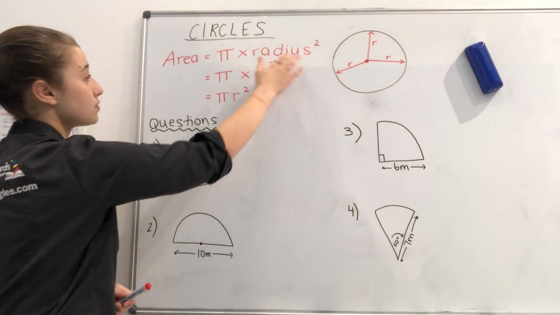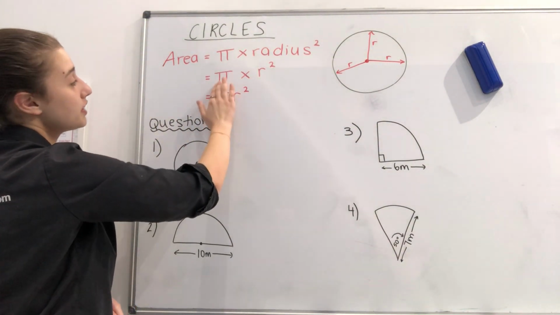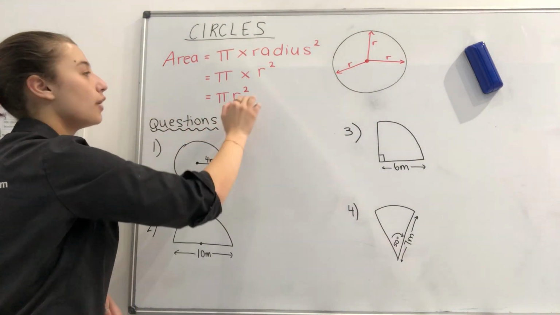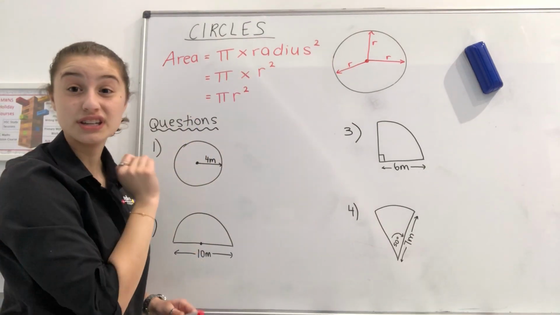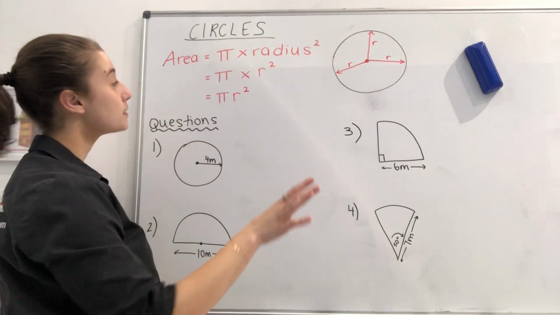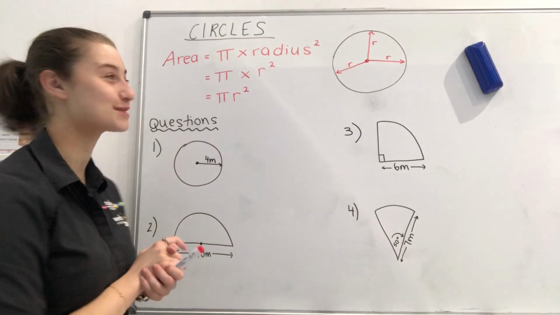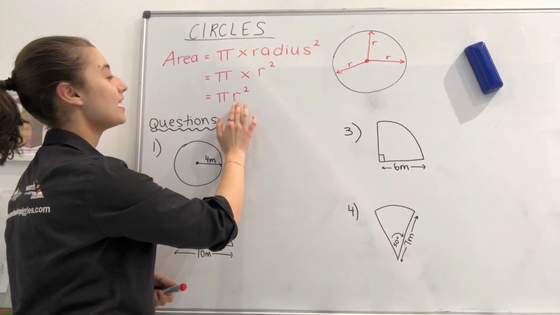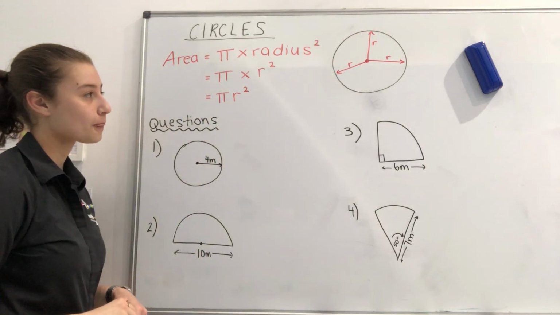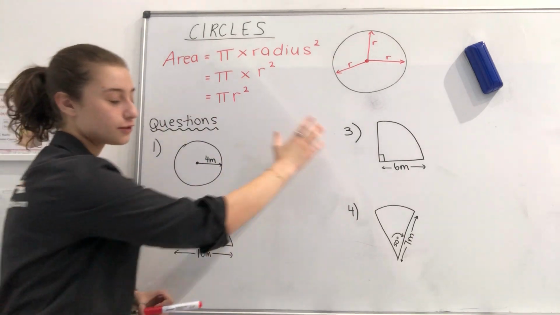Awesome, so pi times radius squared, we can abbreviate to pi times r squared, and we also know in maths we can get rid of the times symbol because mathematicians are super lazy, we try to write as little as possible sometimes, so it's pi r squared. Okay, let's explore these 4 questions.